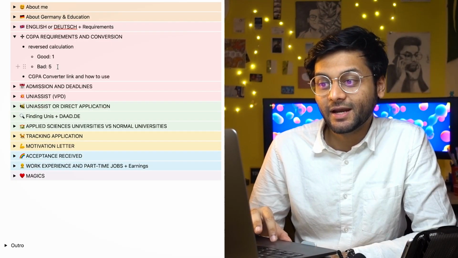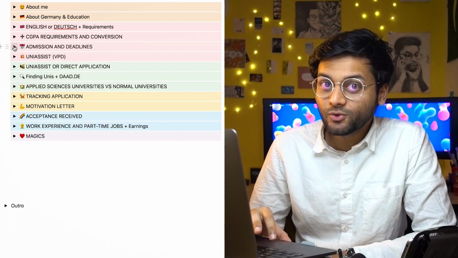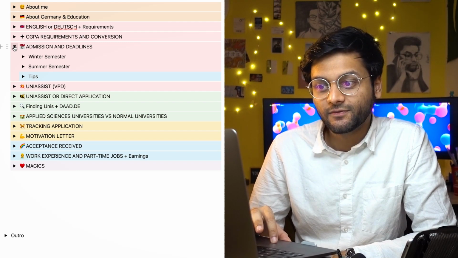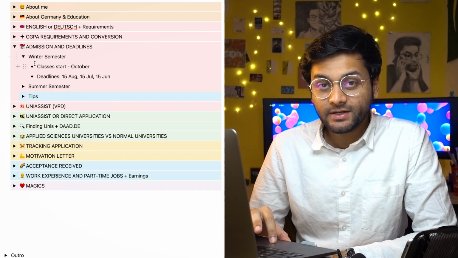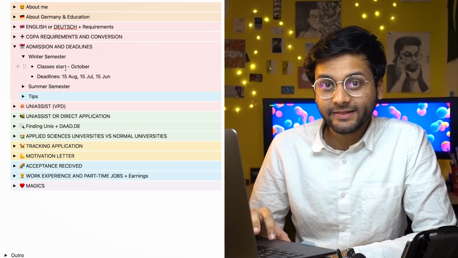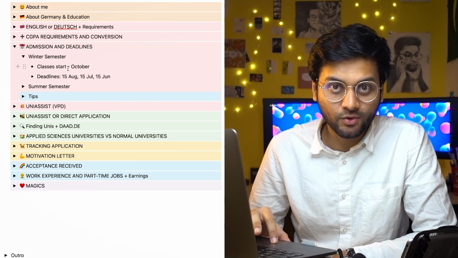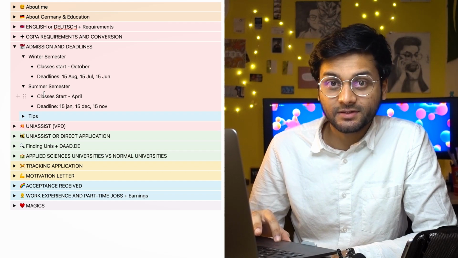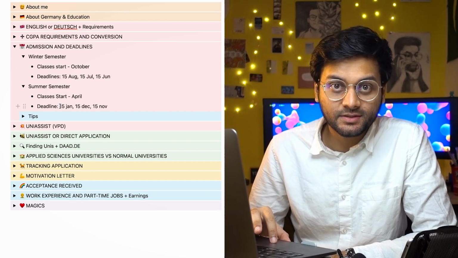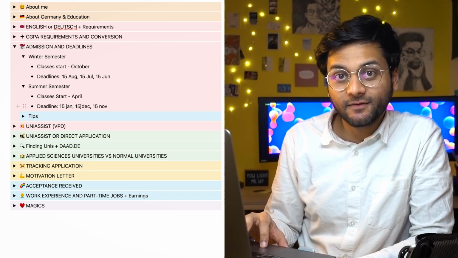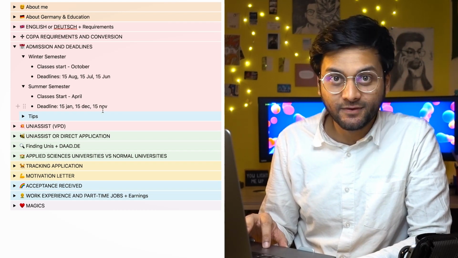Next section is about admissions and deadlines. There are two main intakes here in Germany. The first one is the winter semester, for which the classes start in October. And the deadlines are 15th August, 15th July and 15th June depending on the university. And the next semester is the summer semester, for which the classes start in April. The deadlines are 15 January, 15 December and 15 November.